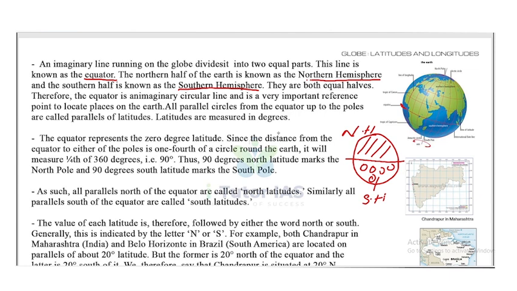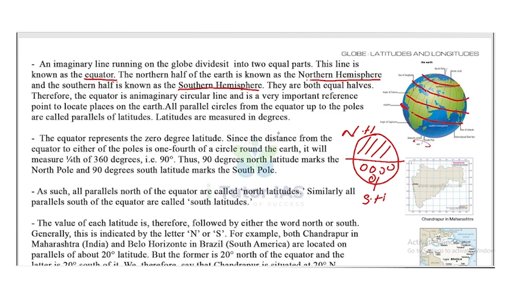Therefore, the equator is an imaginary circular line and is a very important reference point to locate places on the Earth. All parallel circles from the equator up to the poles are called parallels of latitude. So, look at this. This is the equator and all these lines are called parallels of latitudes. These lines are called parallels of latitudes and they are measured in degrees.